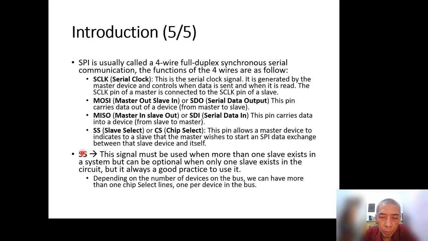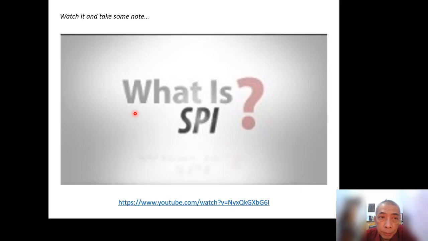Depending on the number of devices on the bus, we can have more than one chip select line, one per device on the bus. It depends on the microcontroller itself, whether it has maybe two SS or three SS and so on. So just take a look at your microcontroller, whether it has two or more SS or slave select lines according to the SPI. So this is what SPI is.